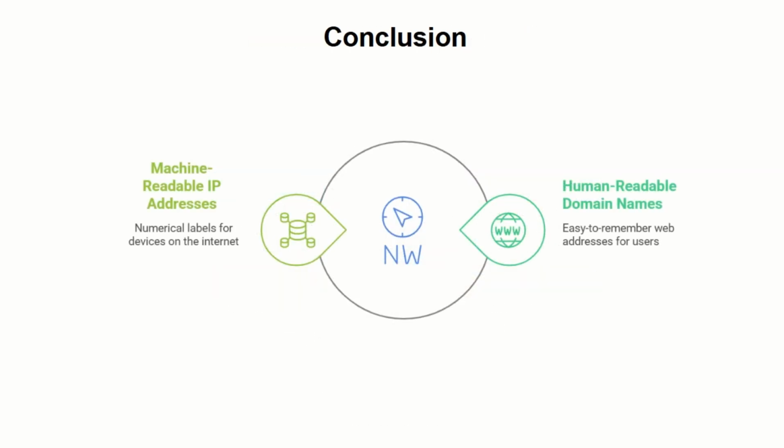So to conclude, DNS is a critical part of the internet infrastructure, acting as a translator between human-readable domain names and machine-readable IP addresses. Without DNS, navigating the web would be a difficult task of remembering complex IP addresses rather than simple domain names.